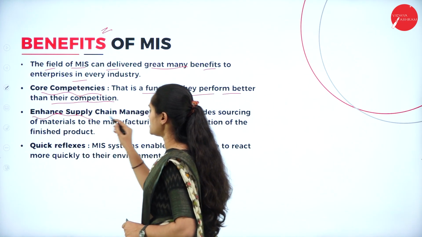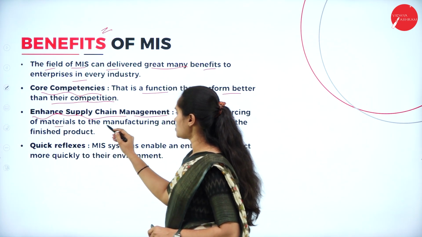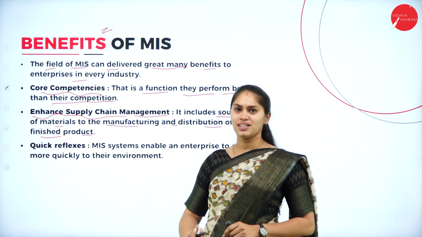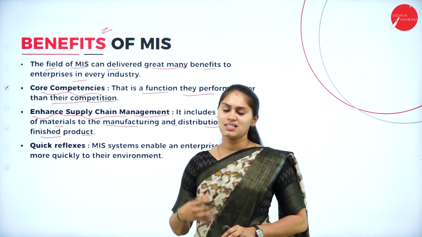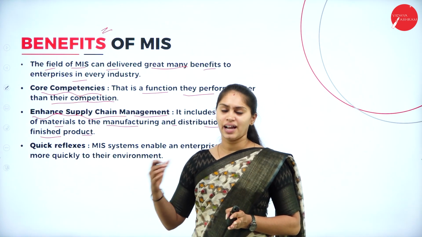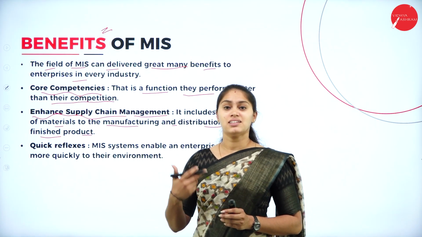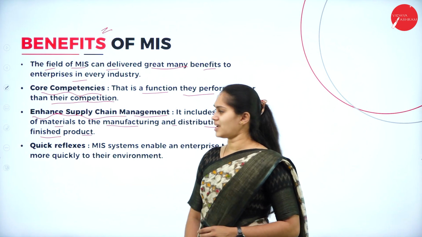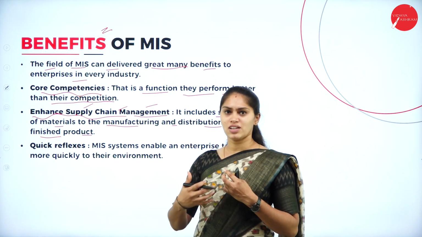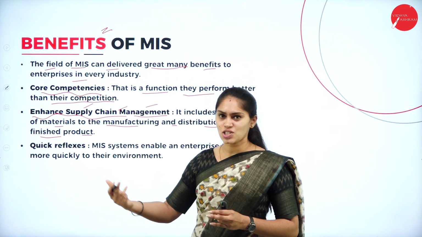Next we have enhanced supply chain management. So what does it include? It includes sourcing of materials to the manufacturing and distribution of the finished product. So if you are running an organization, I can't only go with raw materials, I can't go with only finished goods. In between also we have to communicate from the starting to the end. That means when it reaches the customer, until that stage we have to keep on tracking it. This MIS will provide that feature, that is enhanced supply chain management. It is not only going to take care of the sourcing of information, what and all it requires, it is also going to help me in order to reach the finished goods or service.